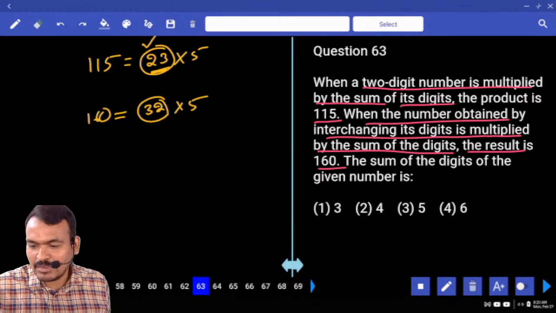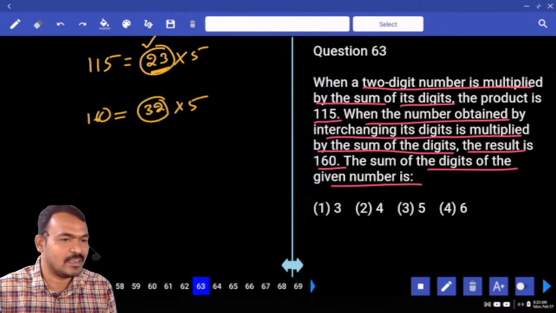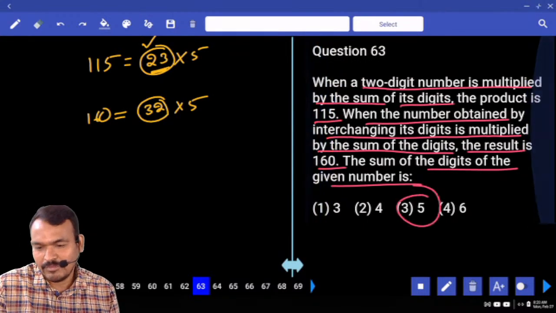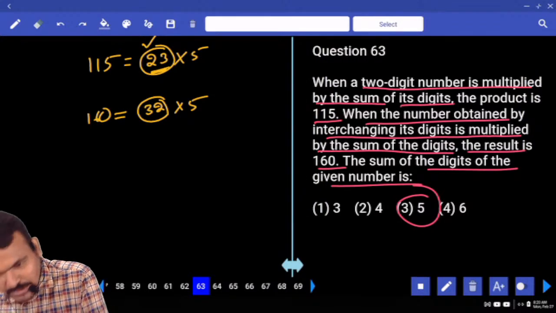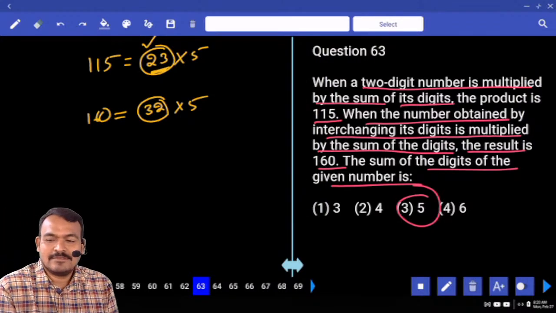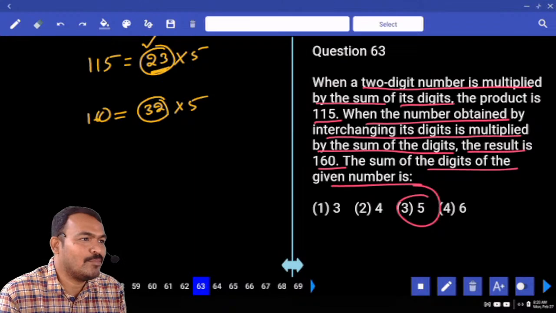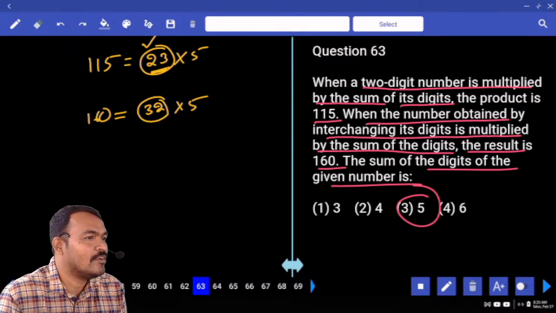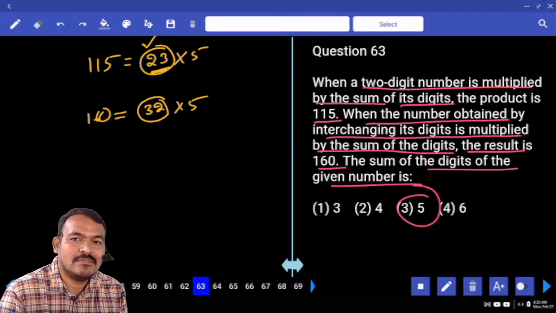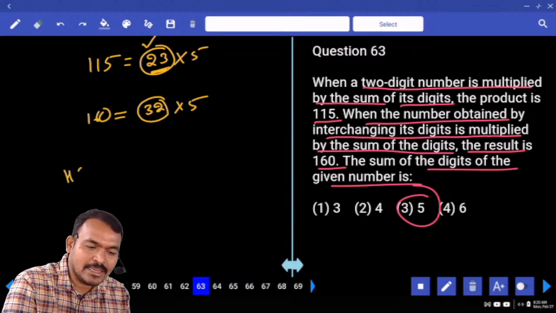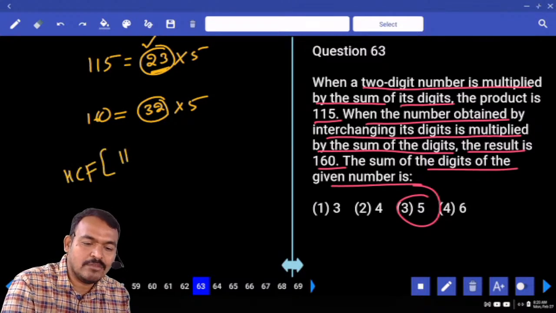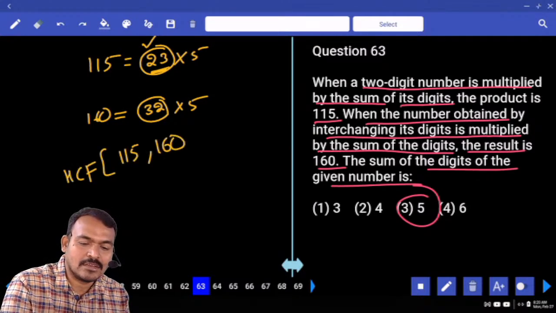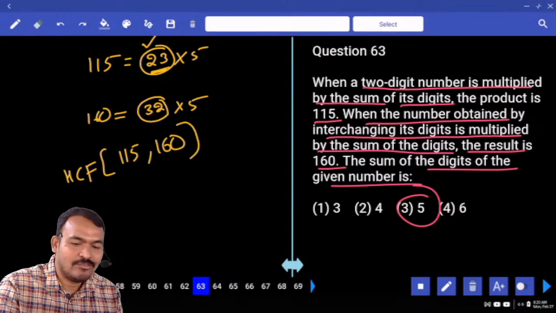What is the question here? The sum of the digits of the given number. The answer is 5. In both cases, the sum is common. The sum of the digits is a common factor of 115 and 160. We require the highest common factor of 115 and 160. Which one is the common factor? 5.